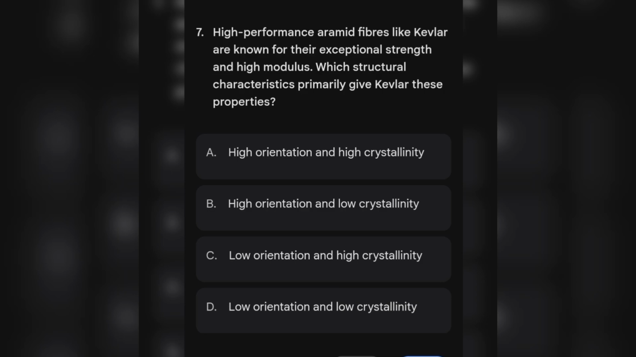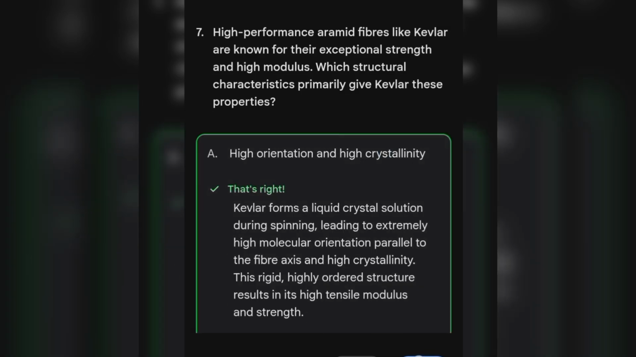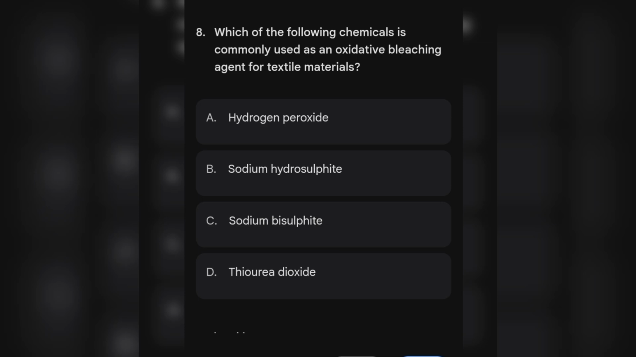High performance aramid fibers like Kevlar are known for their exceptional strength and high modulus. Yes, that's true. Which structure characterizes Kevlar? This is also a theoretical question and it is straightforward. It means Kevlar fibers have high orientation and high crystallinity. So no need of explanation.